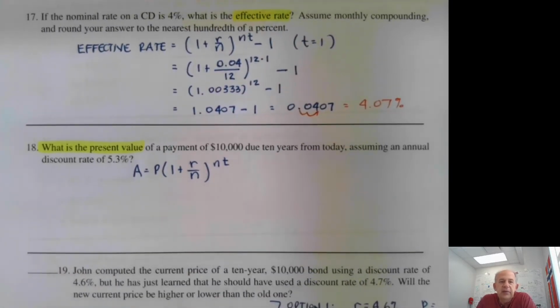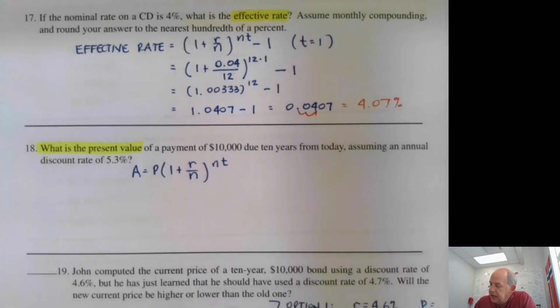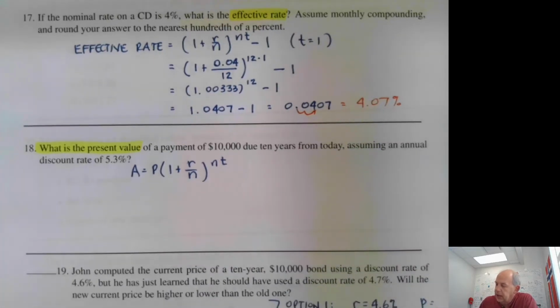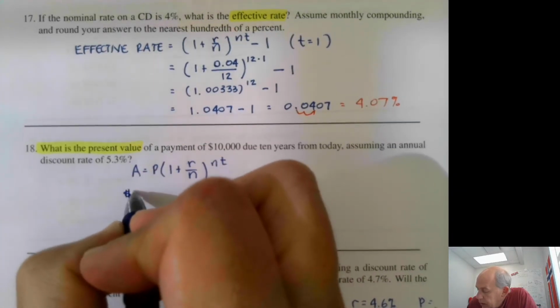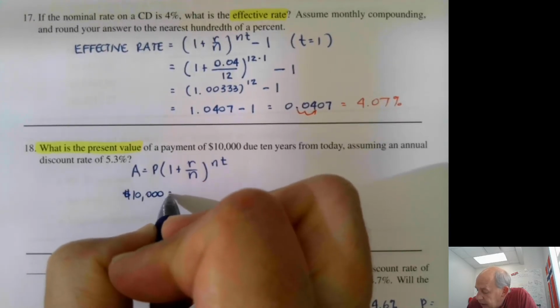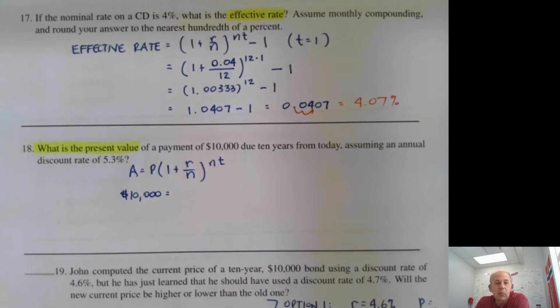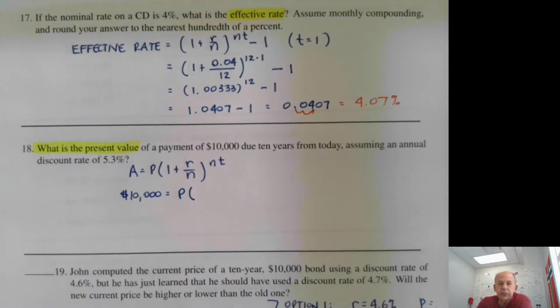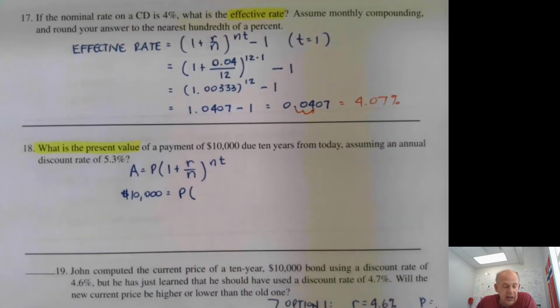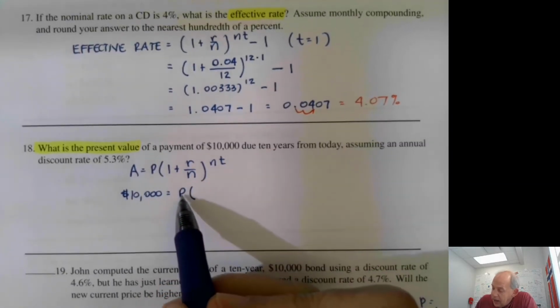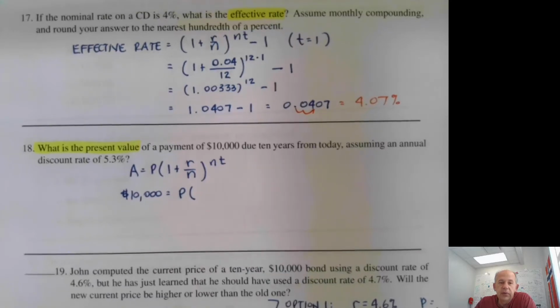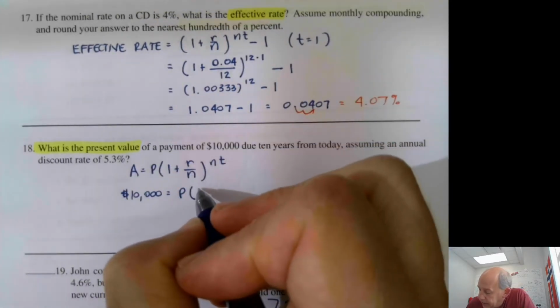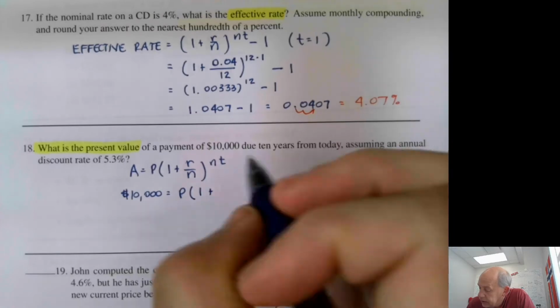For number 18, we are solving for a present value given that I have $10,000 with annual compounding. So this one, I'm using this compound interest formula, except I'm working backwards to solve for P, the present value. In the future, I want to have $10,000. I want to know how much I have to go to the bank with today to make that goal a reality.